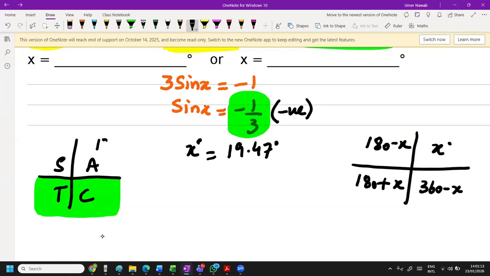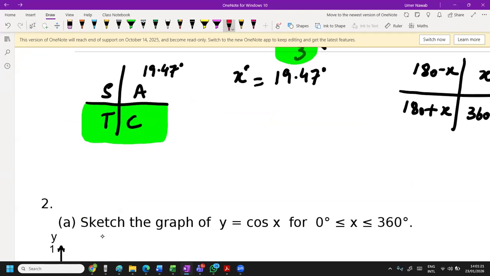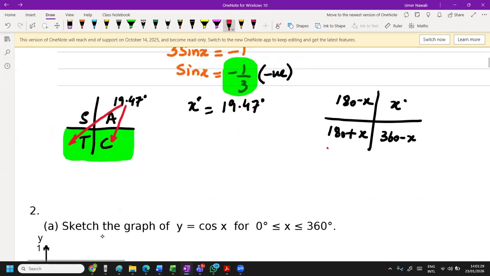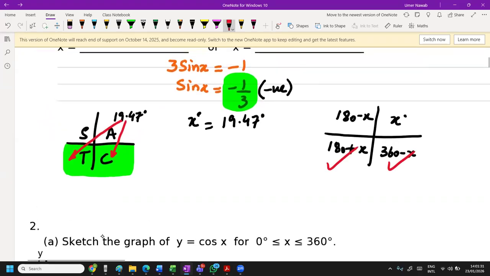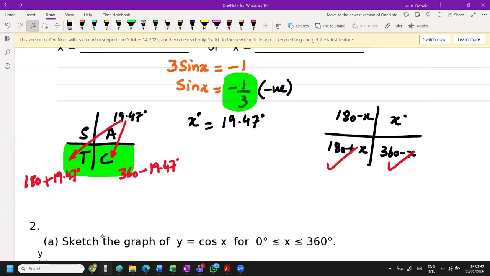No, my job is not done, because I got my angle only in the first quadrant, which is not needed by me. Can I transfer this 19.47 into the third quadrant and into the fourth quadrant? For this, I need to make use of the formulas. For the third quadrant, I should write 180 plus 19.47. And here I need to write 360 minus 19.47.